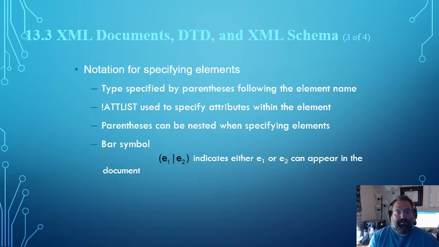The notation for specifying elements: the type specification is in parentheses followed by the element name. The exclamation @ list is used to specify the attributes within the element. Parentheses can be nested when specifying elements. The bar symbol indicates either E1 or E2 can appear in the document.